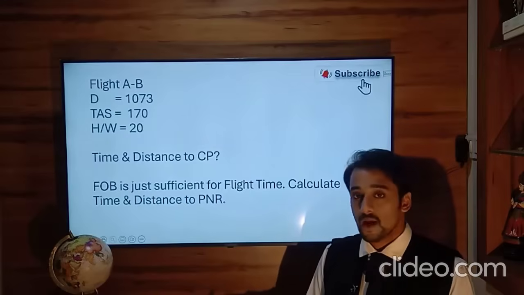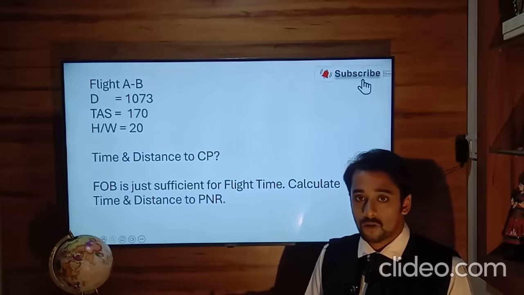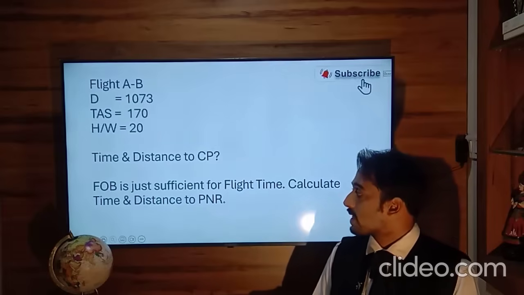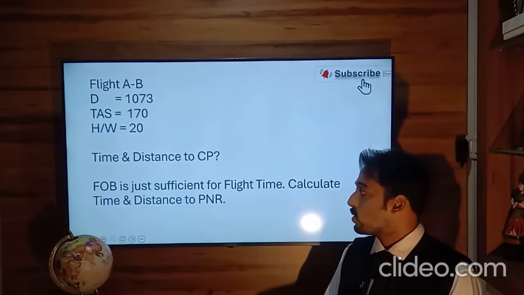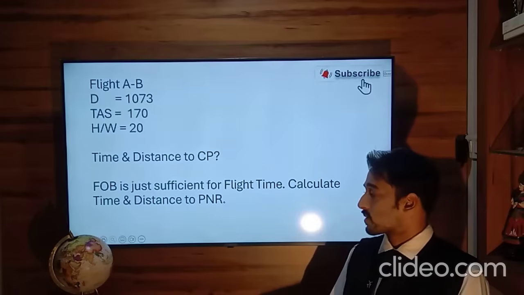Total distance is 1073. True airspeed is 170. Headwind is 20 knots going outbound. What is the time and distance to CP? And the next part says fuel on board is sufficient for flight time. Calculate time and distance to PNR.